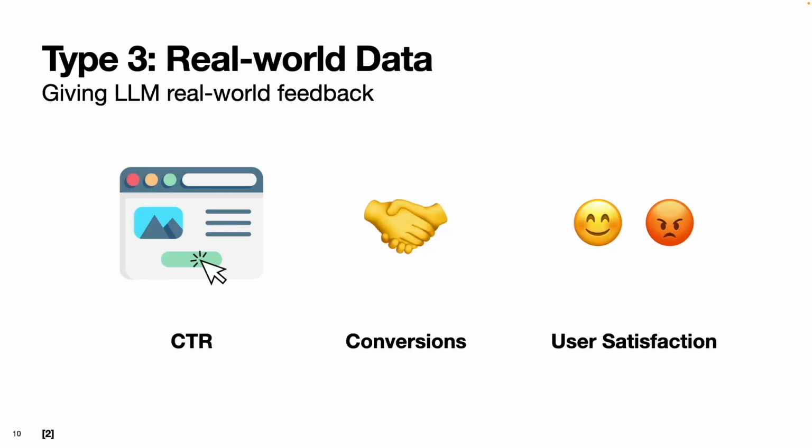The power of using real-world data in this feedback loop is that a lot of times these measures are ultimately the only thing that we care about. When it comes to sales, we care about conversions. When it comes to customer support, we care about user satisfaction. These are the metrics that we're trying to optimize for, or they're at least highly correlated to the metric we're trying to optimize for.